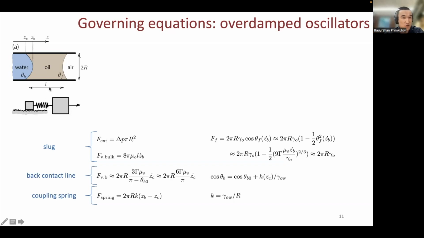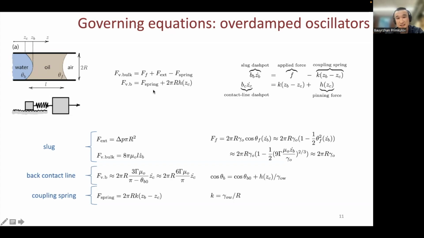So now you have two objects. One object is the bulk. The other object is the back contact line, and they are connected through this meniscus. So then you can write down the equations: dissipative forces on the left-hand side, all the other forces on the right-hand side.